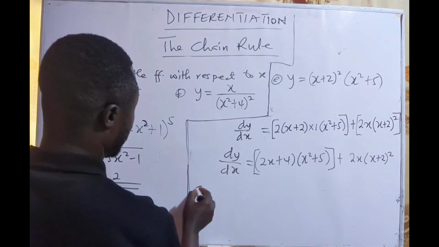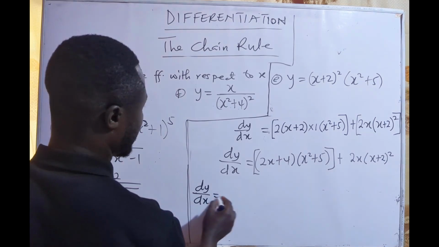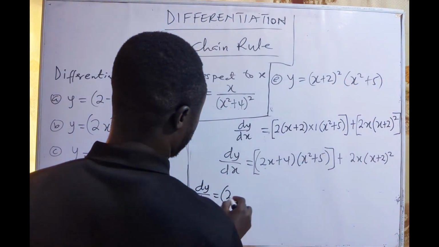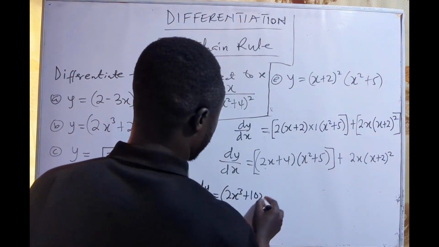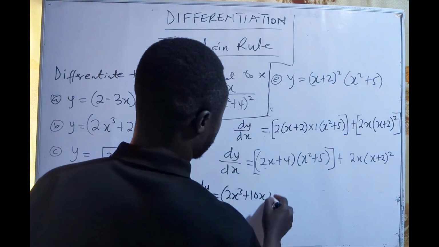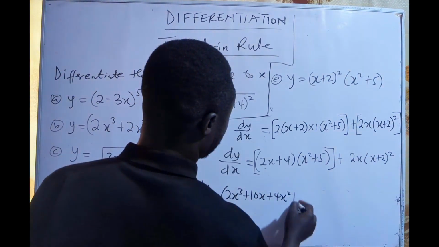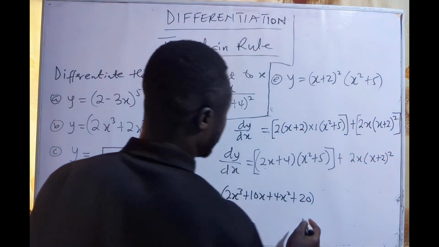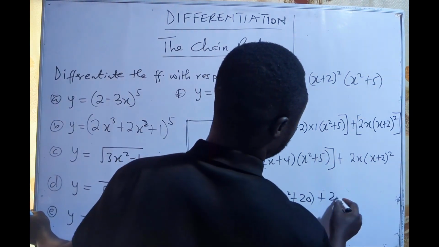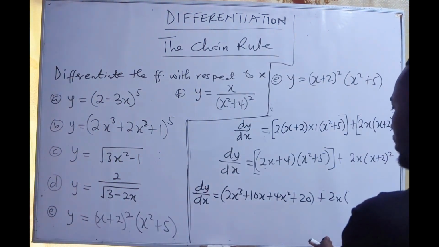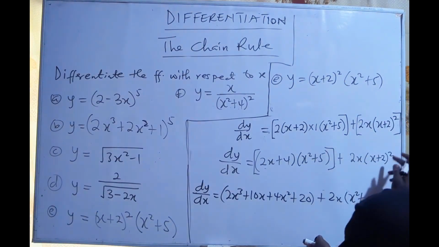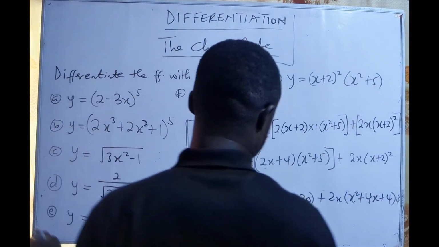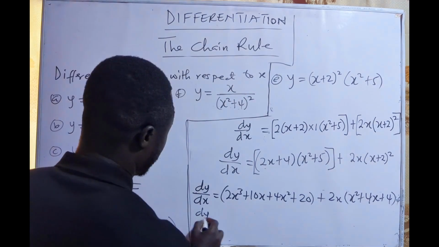With this one, let's do expansions and see what we get. 2x times x squared will give us 2x cubed. 2x times 5 will give us 10x. 4 times x squared will give me 4x squared. 4 times 5 will give me 20. Plus 2x. Here too, if you like, let's expand and see what we get. x squared, x times 2 times 2, 4x, 2 squared, 4.